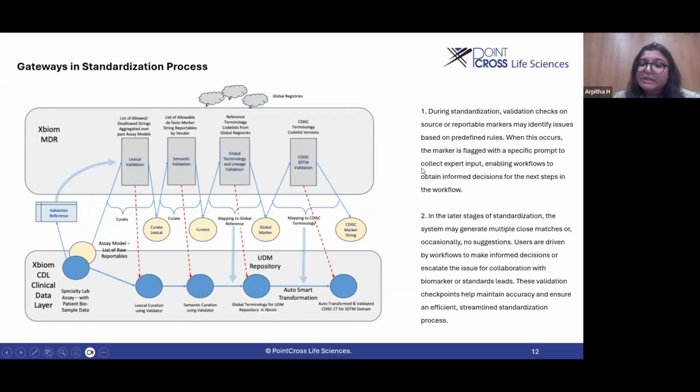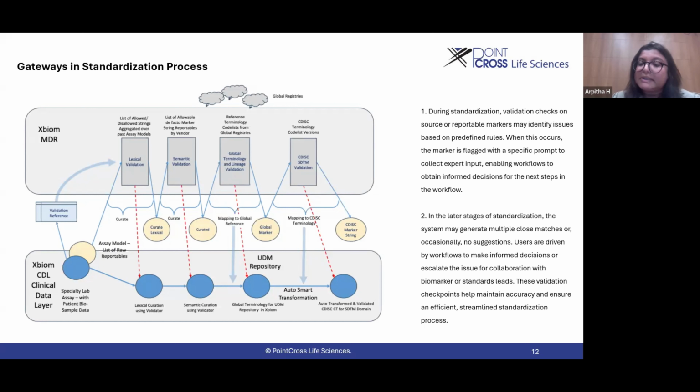So during the standardization process, there are certain checkpoints to ensure the data standardization process is streamlined. When the marker string provided by the vendor is passed into XBiome, it validates the reportable and identifies if the string is good to go to the next stage. If any issues are identified, it would prompt a workflow where the subject matter experts can review those marker strings and take the best next step during the standardization process. And once the validation is completed or passed, it later goes to the standardization process where the markers would be categorized and aligned.